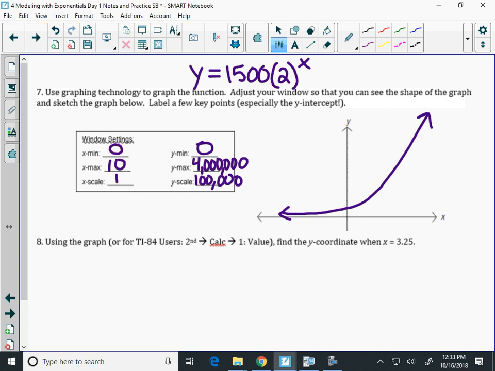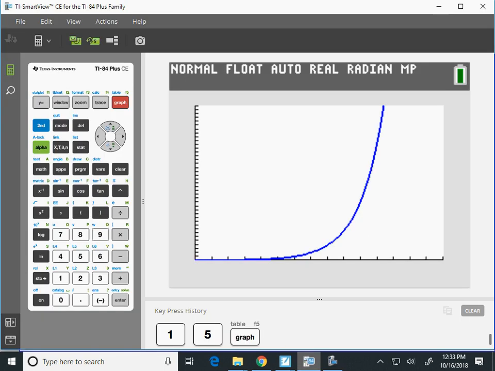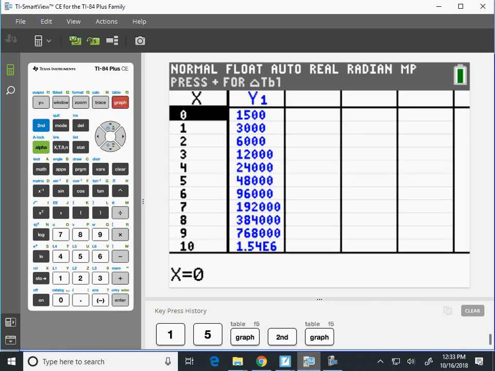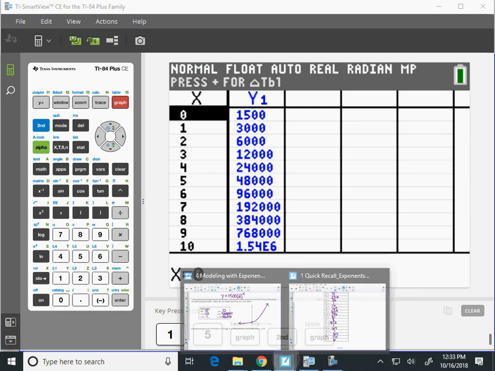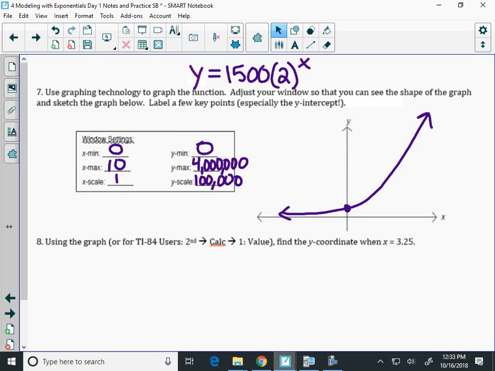Let's label the y-intercept. If you have to go back to your calculator, let's go to the table really quick. At what x value does your y-intercept always happen? Not 1. 0. So if I look at x equals 0, what's the y-intercept? 1,500. What did you notice about that in the equation you wrote? That's the number right here.